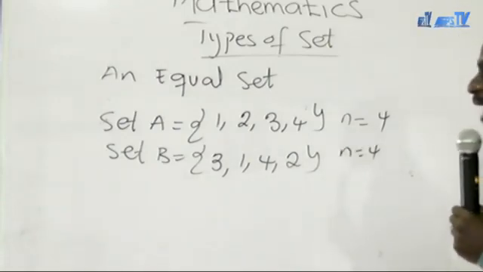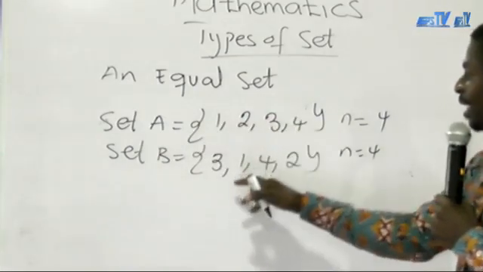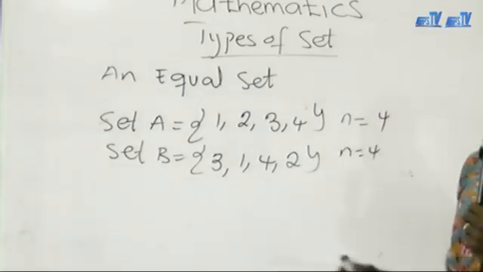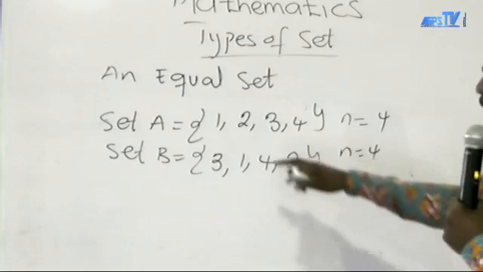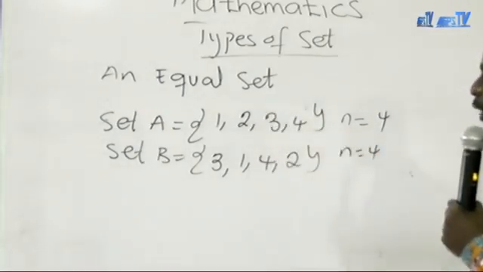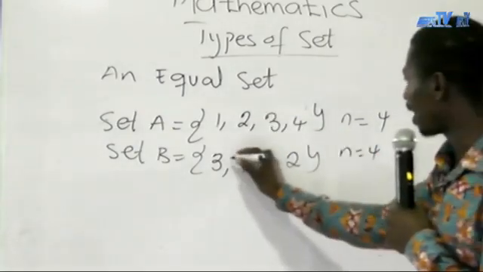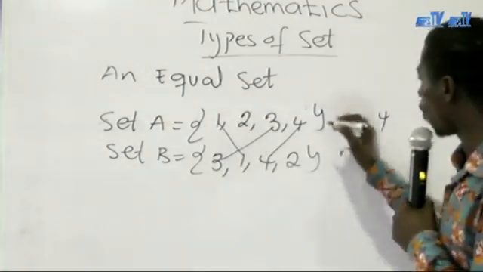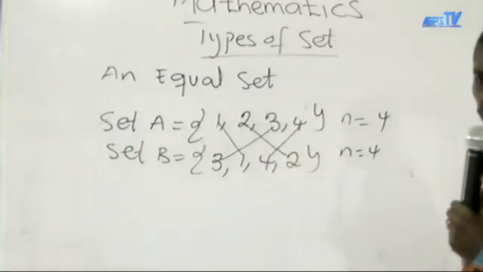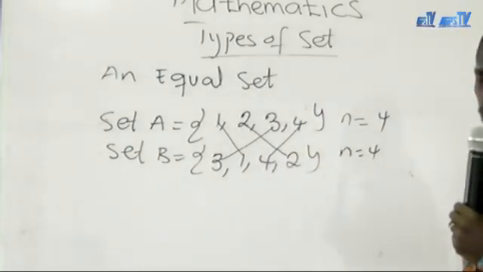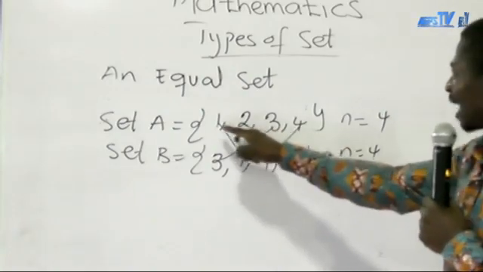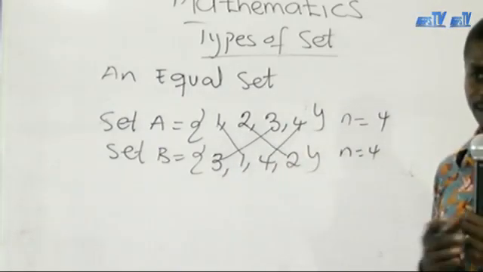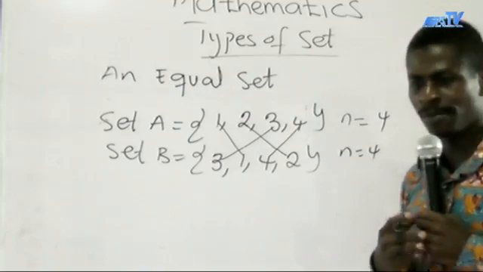So first of all, you see that set A and set B have the same number of members. And if you also check the members individually, you can match them. You can match 3 to 3, 1 to 1, 4 to 4, and 2 to 2. So clearly, you identify that they don't just have the same number of members, but they also have the same members.